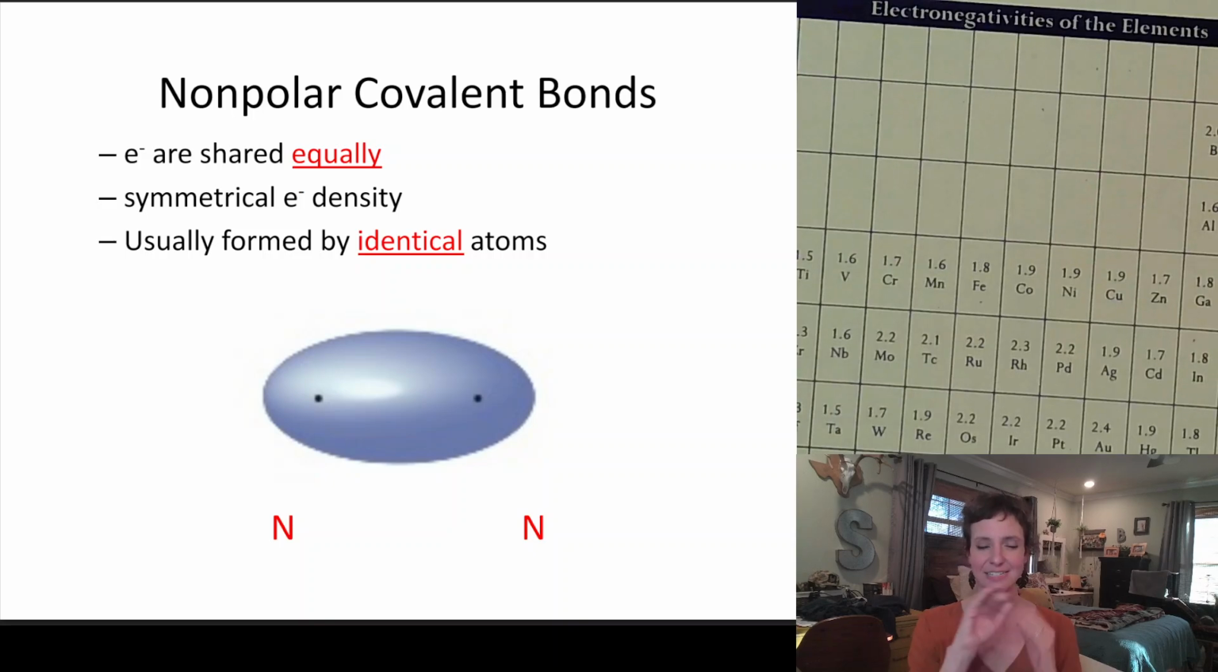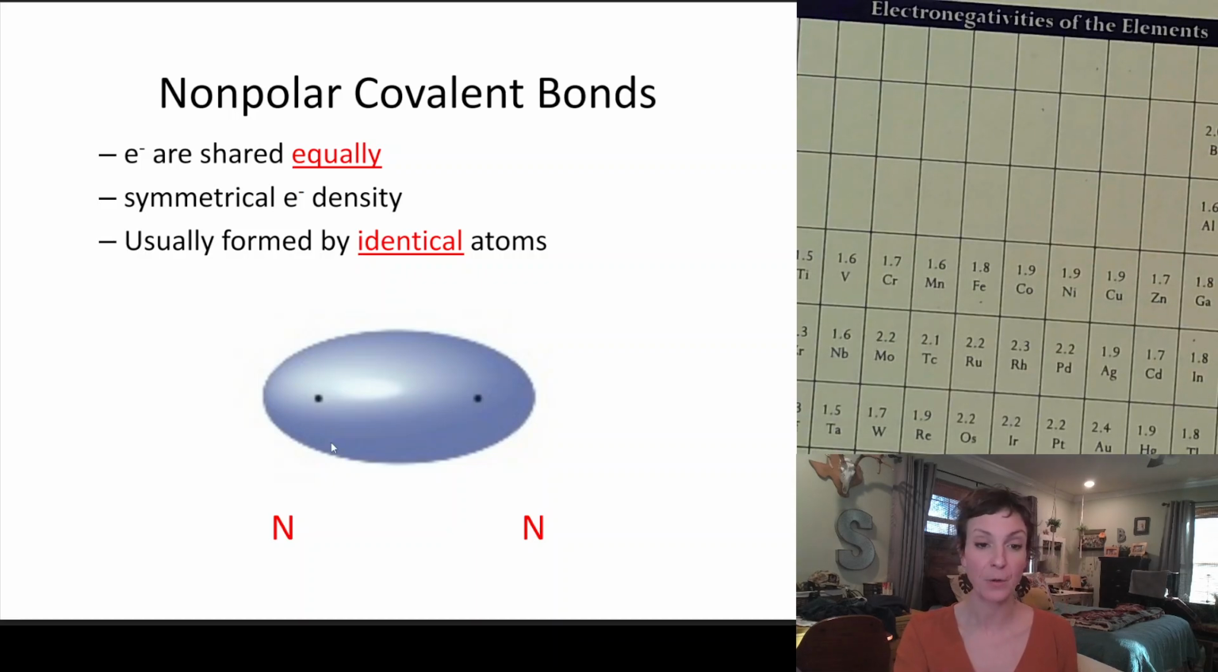So now let's dive into these visuals here on the nonpolar covalent bonds. In a nonpolar covalent bond, the electrons are shared equally. And here we also see that symmetrical electron density that we were talking about before, where neither one of the 2 atoms is pulling more strongly on the shared pair of electrons. And because neither atom is pulling more strongly than the other, these nonpolar covalent bonds tend to be made from identical atoms.